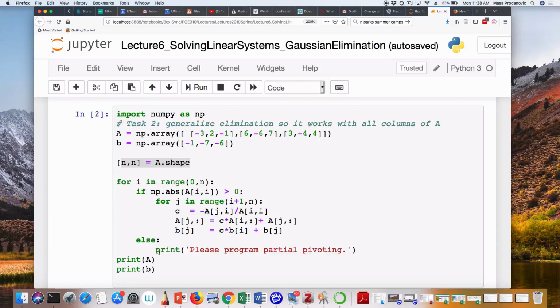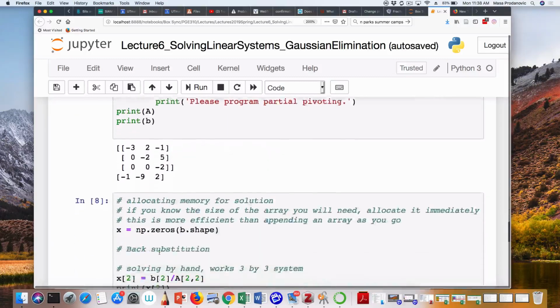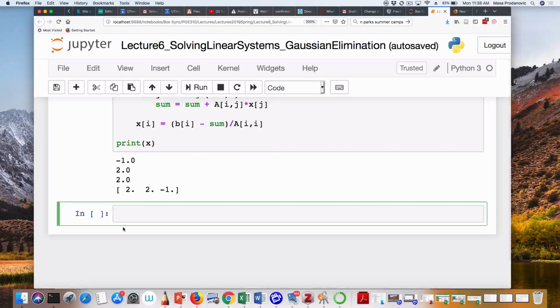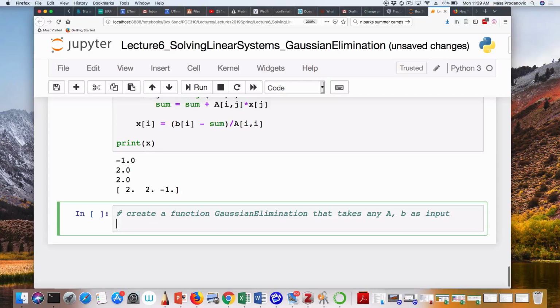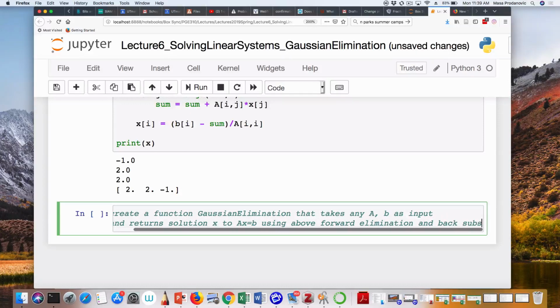Okay? So take a moment to create a function, Gaussian elimination, that takes any A, B as input and returns solution X to AX equals B using the above forward elimination and back substitution steps.